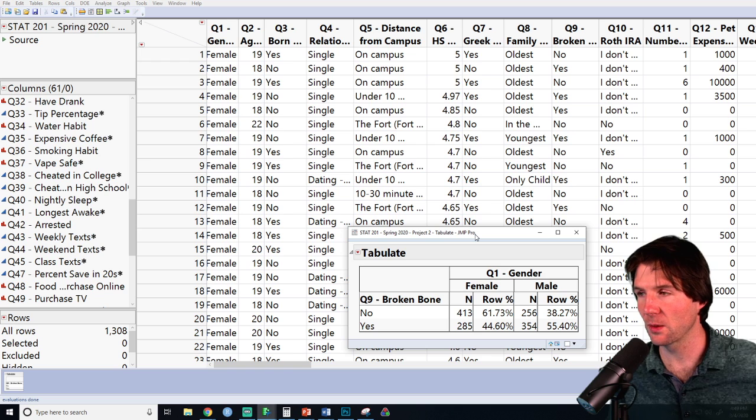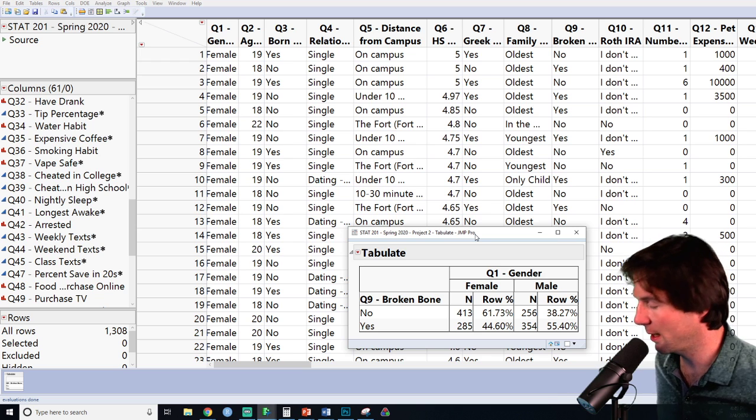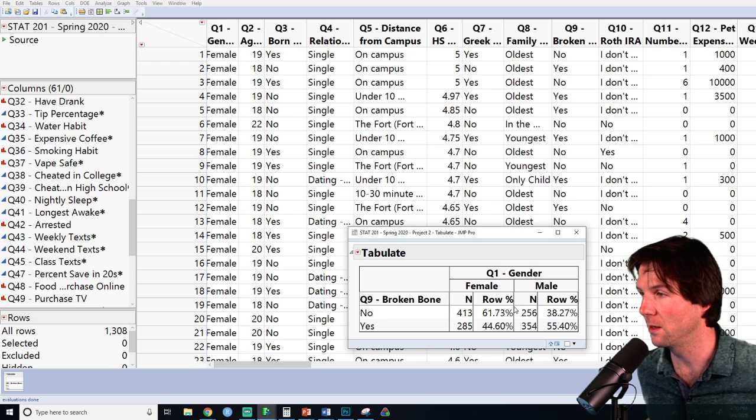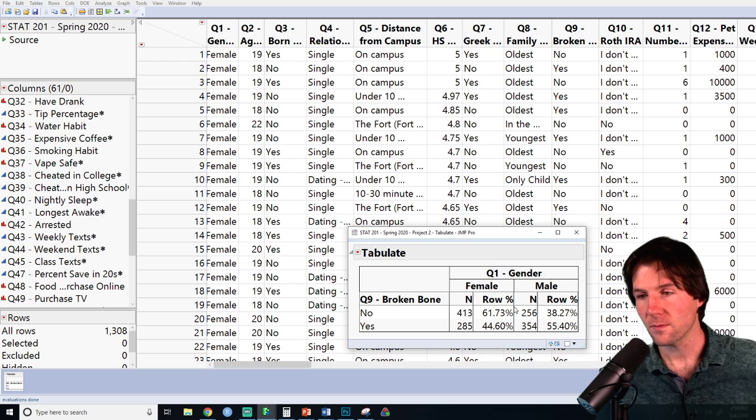Does anyone have any idea what's going on here with gender? I see males and females, and I see whether or not someone's broken a bone. Here's the percent of females who have not broken a bone. Here's the percent of males who have not broken a bone. Here's the percent of females who have broken a bone. Here's the percent of males who have broken a bone. So this is broken a bone female, broken a bone male, not broken a bone female, not broken a bone male. So what do we notice?